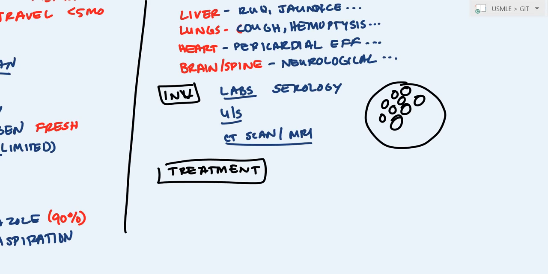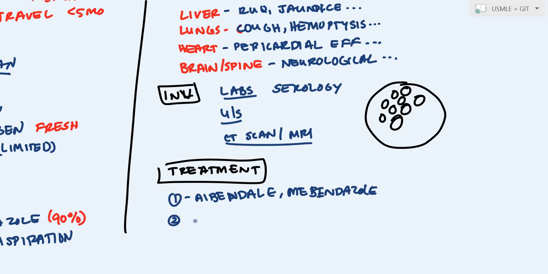You're going to use an antihelminthic, albendazole, mebendazole. They tend to work pretty well. If not, so that's your first treatment.